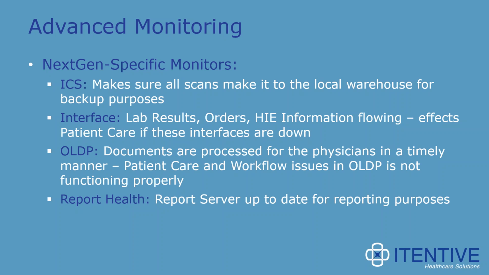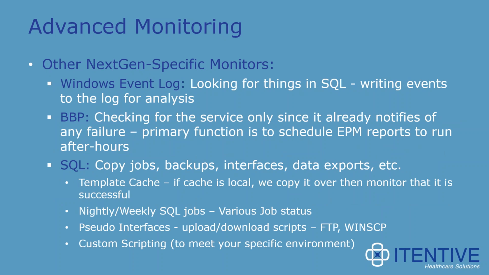And then report health, making sure that the report server is up to date for reporting purposes. Again, following along suit with that HQM idea. And then lastly, we have the Windows event log, looking for stuff in SQL writing events to the log for analysis. The BBP, checking for the service only since it already notifies of any failure. Primary function here is to schedule EPM reports to run after hours. And then SQL, you have copy jobs, backups, interfaces, data exports, etc. So a lot of really next-gen specific monitoring going on here that it takes to monitor your whole system effectively to the next level as a next-gen client.